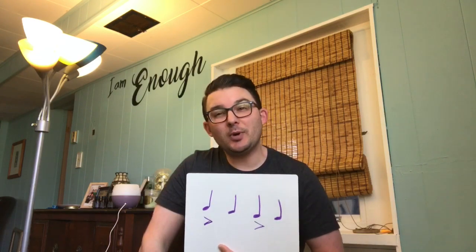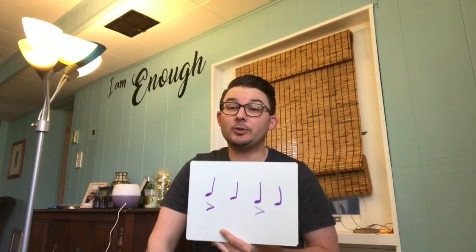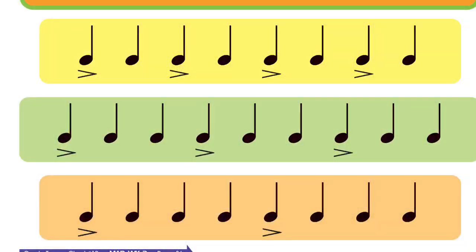And I'm going to show you a chart right now that has some different patterns on there, and we'll talk about what those are when we see the chart. Okay, so here's our chart. Notes with accents. And we have 3 different rows of notes. We have the top row, the yellow row, the green row, and the bottom row, which is the orange row. And if you look at the accents in each row, you can see that they're spaced differently.